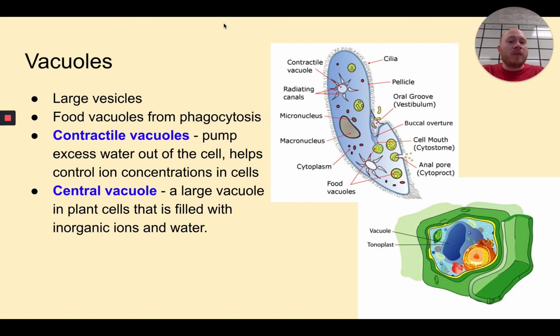These cells use a contractile vacuole to push the water out of the cell, which helps protect it and maintain homeostasis. Another example of a major vacuole you need to be aware of is the central vacuole. It's a large vacuole in plant cells, filled with inorganic ions and water, and it helps create what's called turgor pressure, which helps hold plants up. So if a plant doesn't get enough water, it starts to get kind of droopy. That's because there's no water pressure helping push against the outside of the cell. So vacuoles are really important, particularly in plant cells.